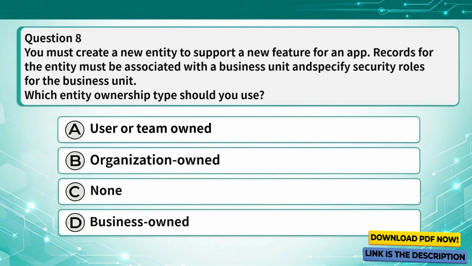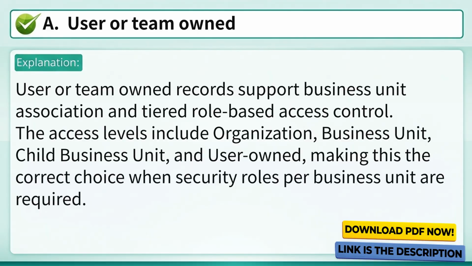Question 8. You must create a new entity to support a new feature for an app. Records for the entity must be associated with a business unit and specify security roles for the business unit. Which entity ownership type should you use? A. User or team-owned. B. Organization-owned. C. None. D. Business-owned. Correct answer. A. User or team-owned.